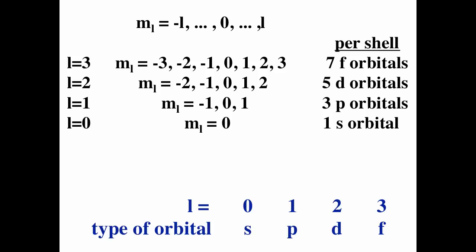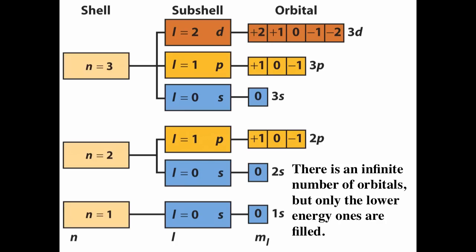So we can depict this in a slightly different way. On the bottom we have the first shell, we just have the 1s orbital. Then we have the second shell, and so we have the 2s and the 3 2p orbitals. And then the third shell we have a 3s, 3 3p's, and 5 3d's. And so each orbital in an atom has a unique set of 3 quantum numbers: n, L, and m sub L.